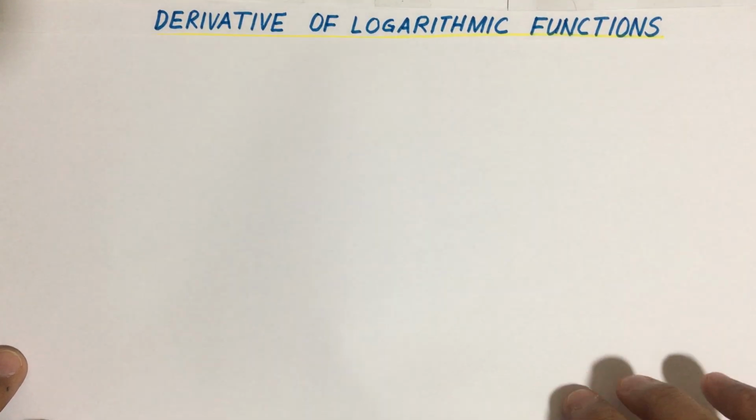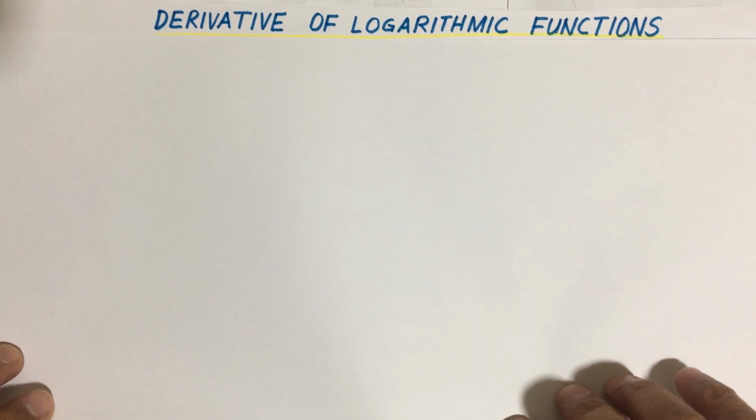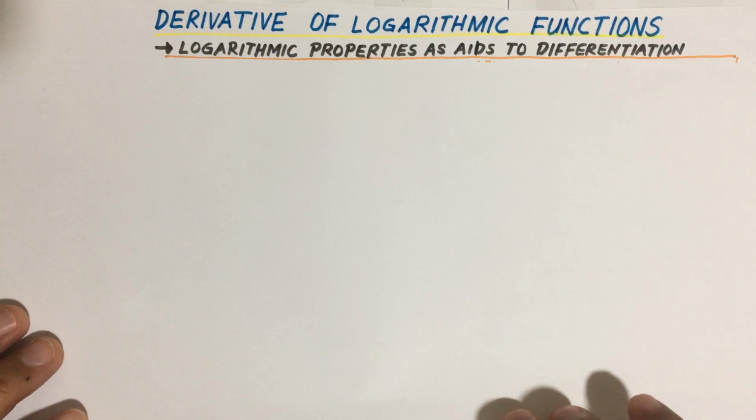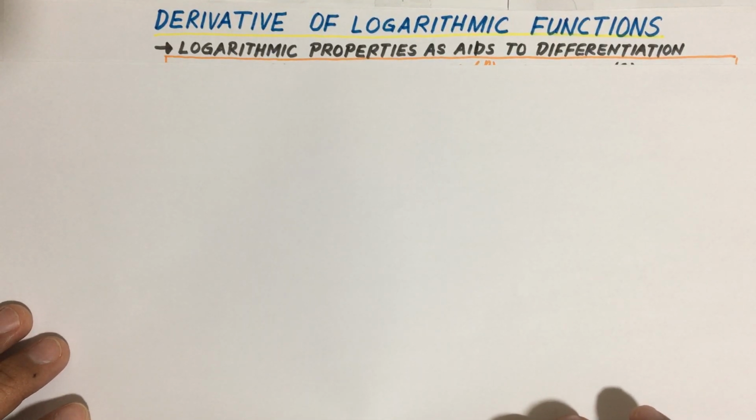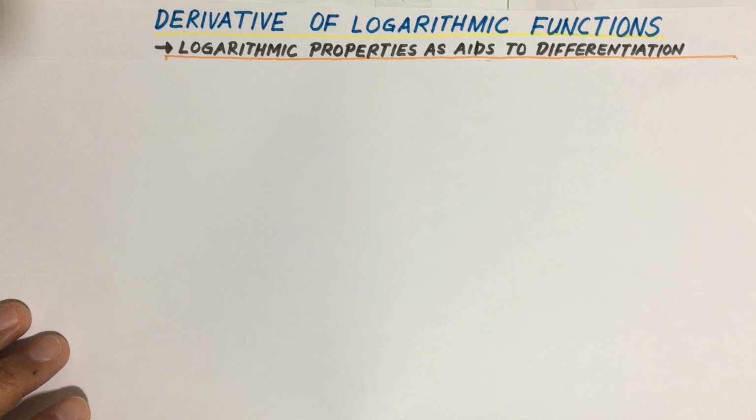We'll continue our discussion on the derivative of logarithmic functions. So we have here logarithmic properties as aids to differentiation. As you have noticed in our latest example, we made simple the solution of the given function when we are asked to find the derivative of that logarithmic function. Okay, so the next example will also use the properties of logarithms to find the derivative of a given function.